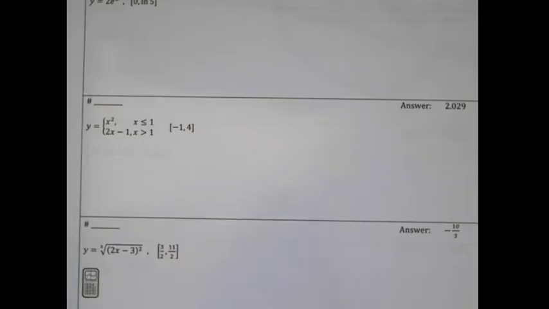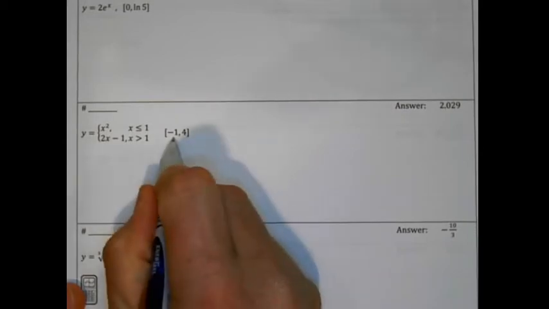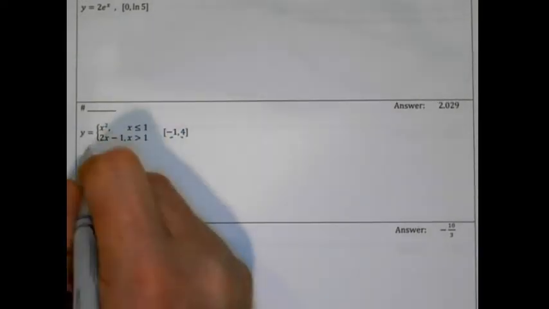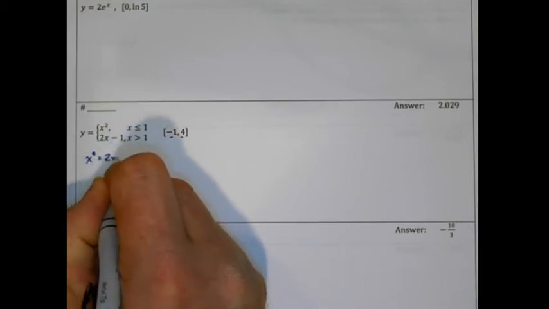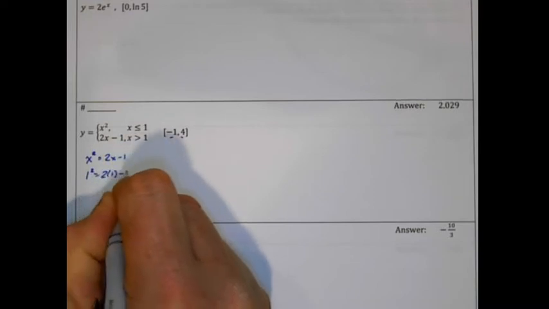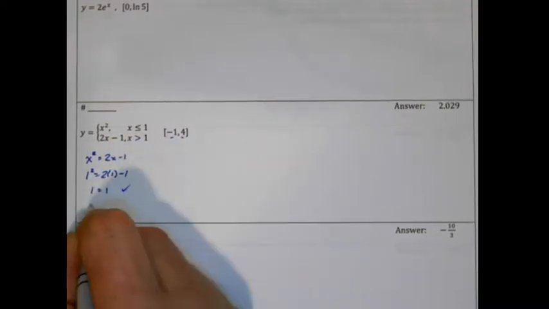We're going to go over this problem, which is piecewise defined. This is a little interesting problem here. What we have to do, first of all, is check if it is continuous. So we check to see if x squared is equal to 2x minus 1 at x equals 1. Okay, so it is continuous.